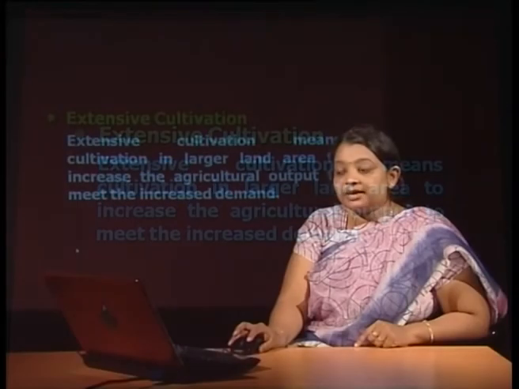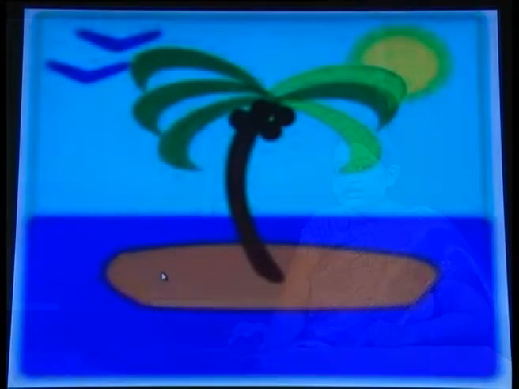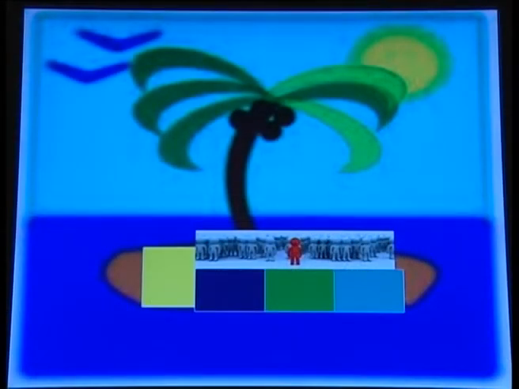To explain this type of cultivation, David Ricardo has assumed a situation of an island on which nobody is living. When the first person reaches that island, he is going to select the best land, or the fertile land, for production purposes. As the population increases, the demand for food grain will increase, and this will motivate the person to produce on other pieces of land which will be less fertile.